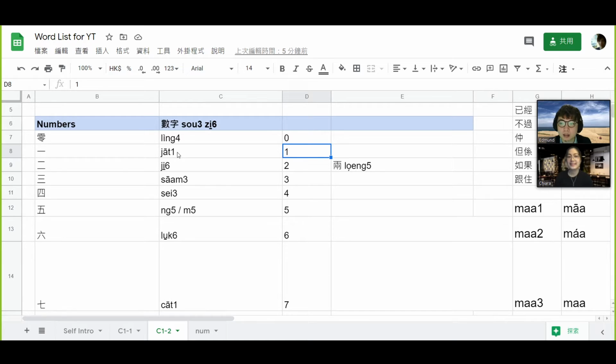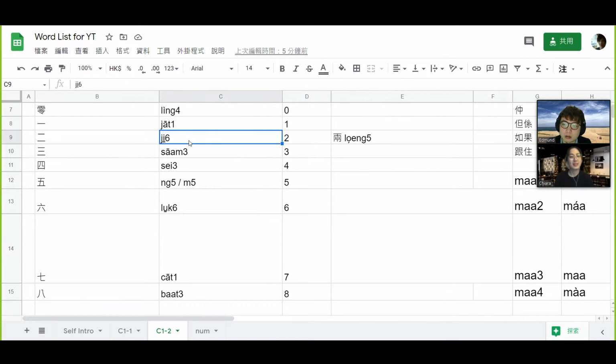And then one is yat. Yat is a high tone. And then low tone for yi. Yi is a falling tone.